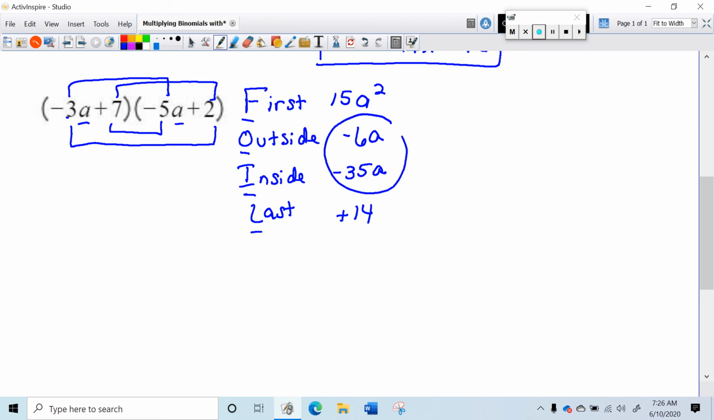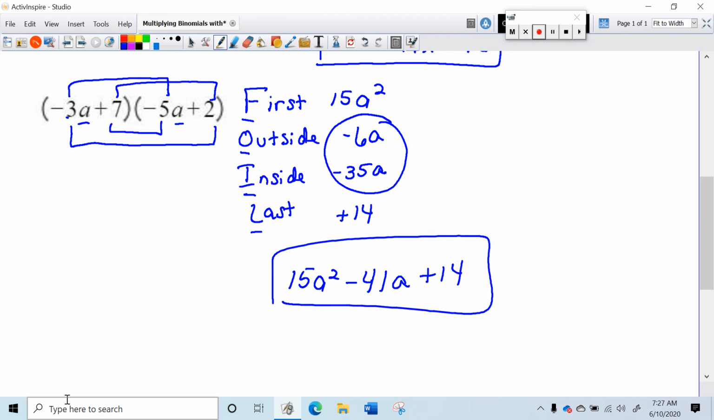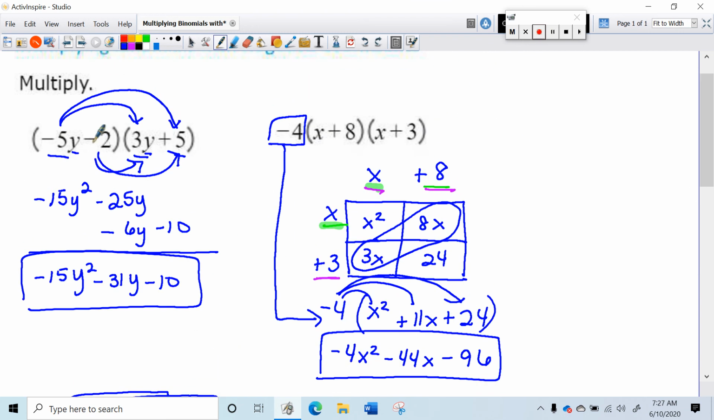The two middle terms can go together. So I end up with 15a squared. For my a's, negative 6 and a negative 35, that's a total of 41 negatives. And then I have plus 14, and that one's finished. So that, again, was the FOIL method. The first method was the distributive property, and the second method was the Punnett Square. You can choose which one you prefer.